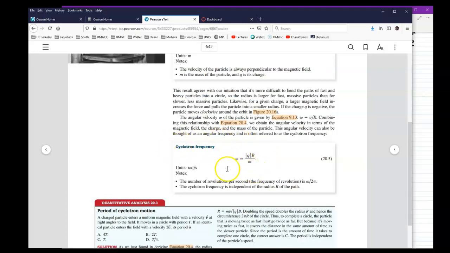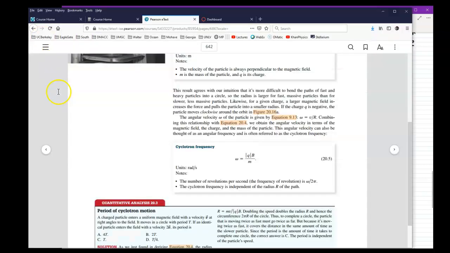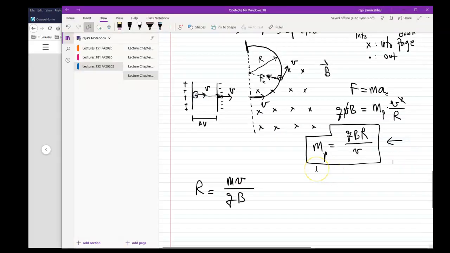It's not really important to know the details of that, but I'm just going to show you how it is derived. It's only basically one more step to what I have just done. So we arrived at this relationship right here for the mass. Let me solve for the radius since he's solving it for the radius. So the radius in this case is going to be equal to mv over qB. That's what he has right there. He has an absolute value on the q because he's just telling you not to put the sign of the charge. That's all.